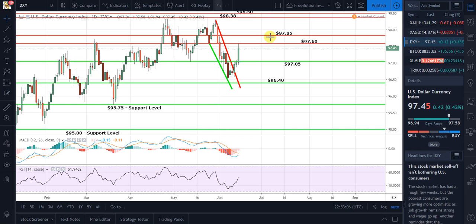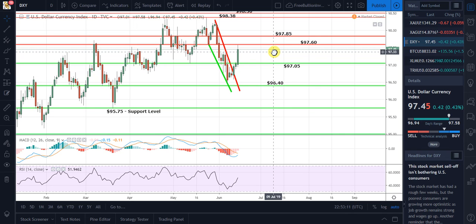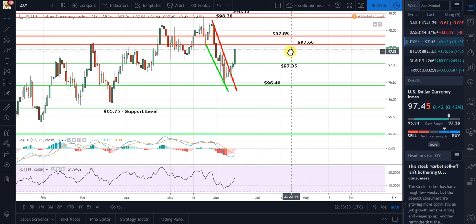Today is June 15th, and I'm doing a review and outlook for the US dollar. This is the US dollar's daily chart, and in review of the last video, I'd shown you this falling wedge pattern, which is a positive pattern for the US dollar, and as we can see, the dollar did rise above it, breaking it.